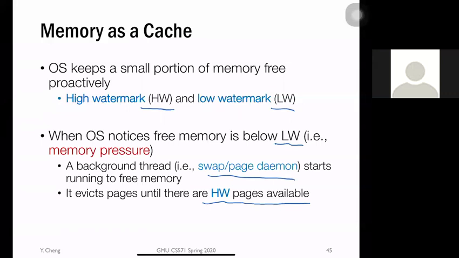Okay, so this is essentially a heuristic. It uses these two thresholds to guide the starting and stopping of this eviction process. Okay.